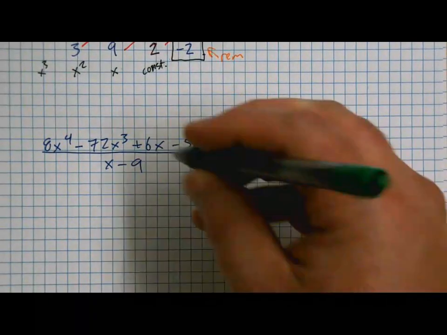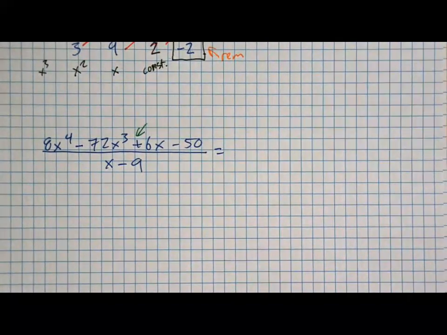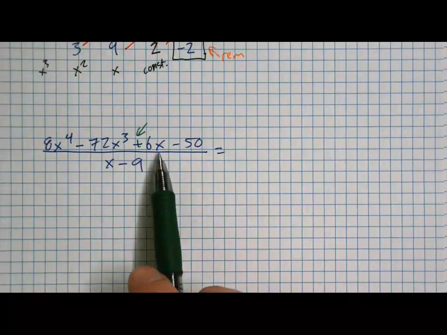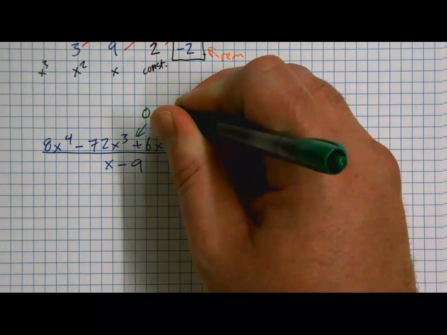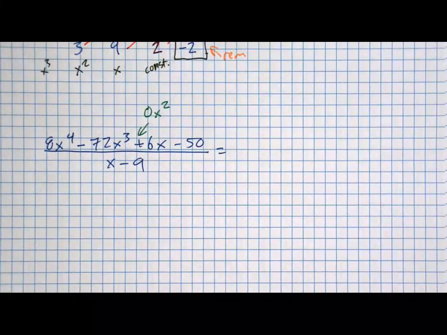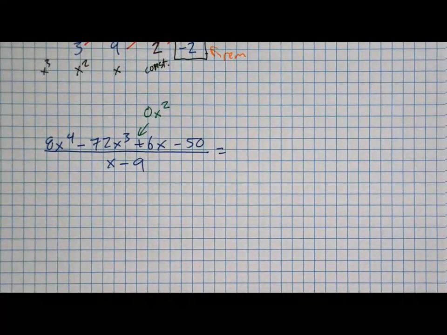Yeah, good. You guys noticed it. I'm missing an x squared term. I've got x to the fourth, x to the third, but I don't have an x squared term. That's going to mess things up. I need to keep in mind that there is no x squared term, and when I write my coefficients, I have to include that 0. If that 0 is not there, I'm going to get a wrong answer.